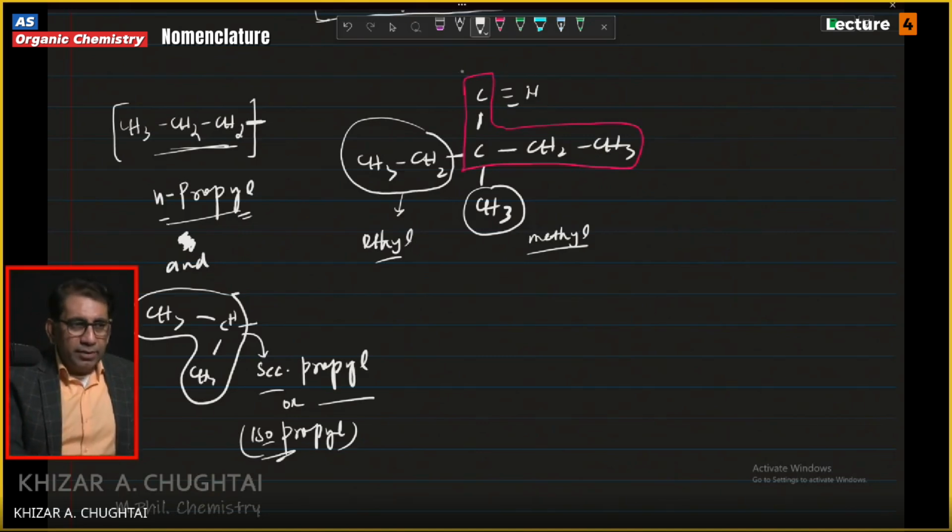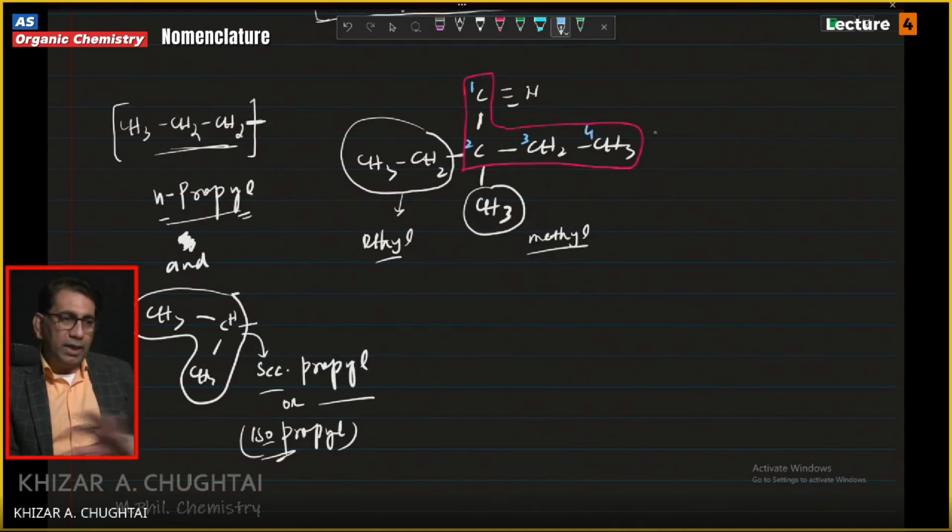So what about this one? Again, I'm going to start numbering. Carbon number one is always this one, carbon number two, carbon number three, and carbon number four. That's all about the longest chain, numbering, and allocation of the branches. It's simply time to write the overall complete name of this compound.